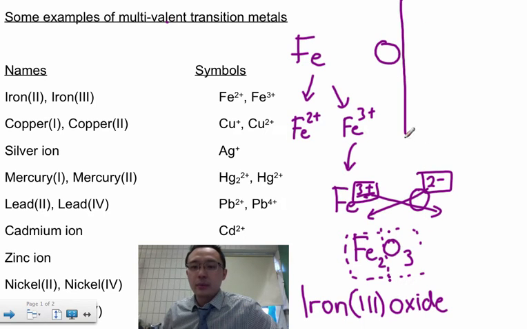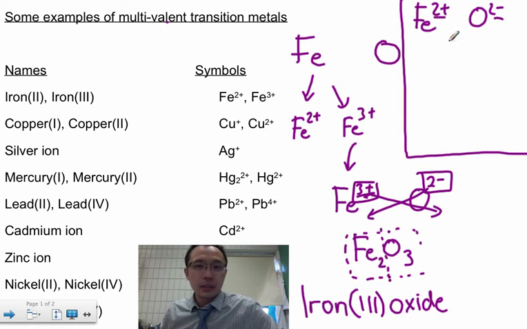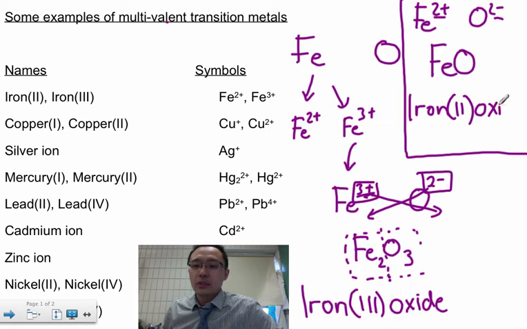What if we were to name with the iron 2 plus? So Fe 2 plus and oxygen 2 minus. Since this is 2 plus and this is 2 minus, that's going to be a 1-to-1 ratio. So it's going to be FeO. So how do I name this? Well, you start off with iron, and because you use the 2 plus, you use Roman numeral 2 instead of 3. And then oxygen is just going to be oxide. Simple as that. So this is how you name your transition metal compounds.